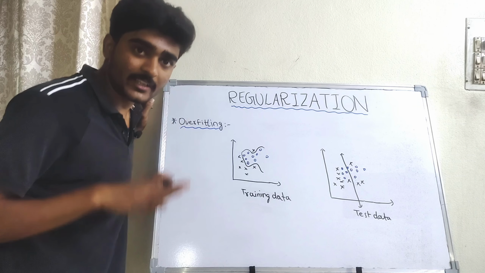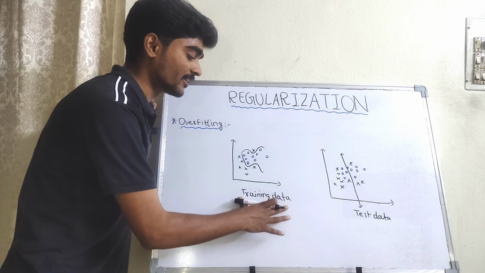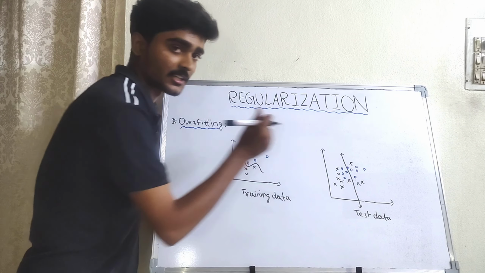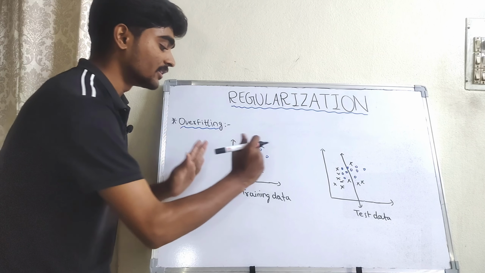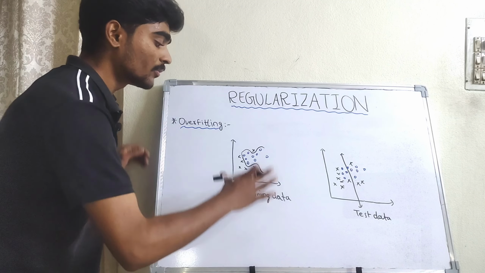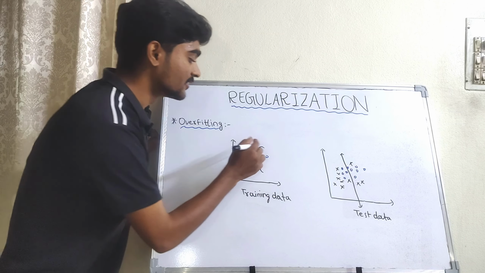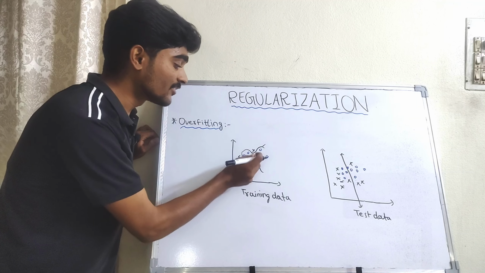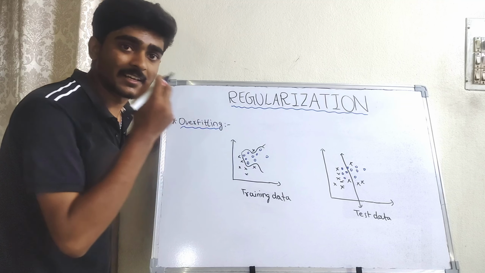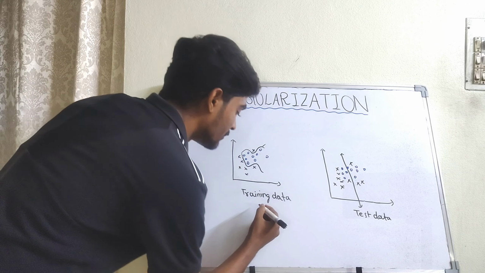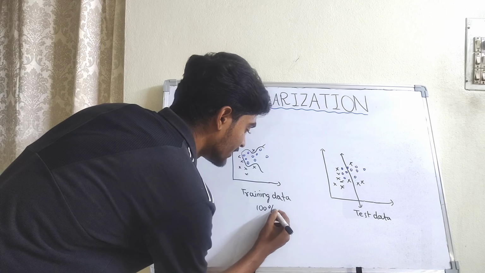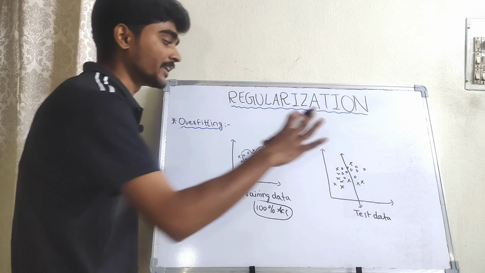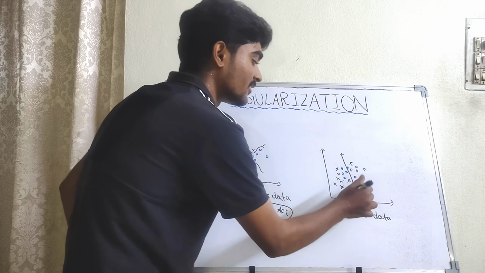Now I have a data set. I have divided my data set into training data and test data. This is my training data and test data. Now I have trained my model on the training data. When I train my model on the training data, this is my decision boundary. When you keenly observe this decision boundary, it is separating the blue and black classes exceptionally well, meaning it is giving me around 100% accuracy.